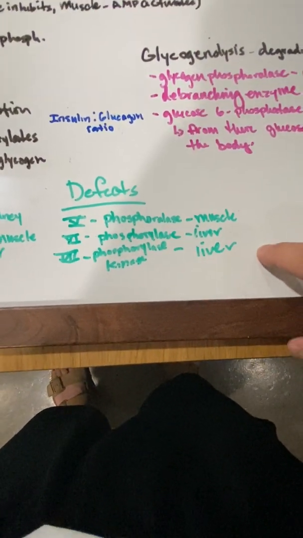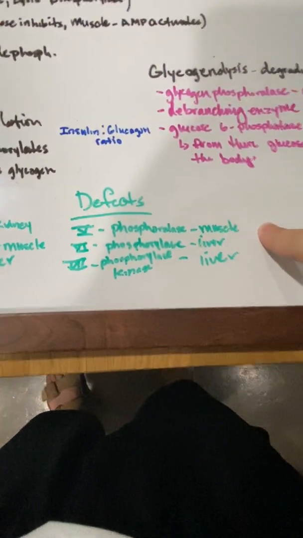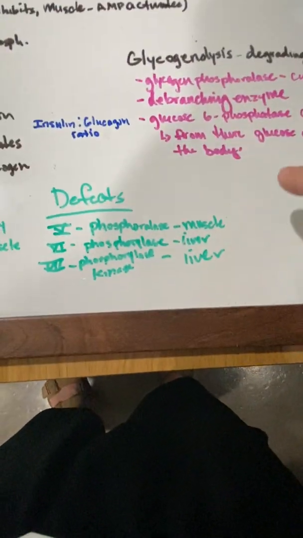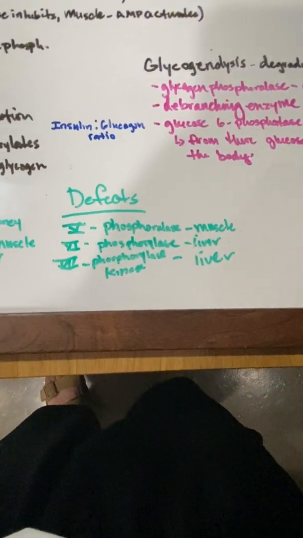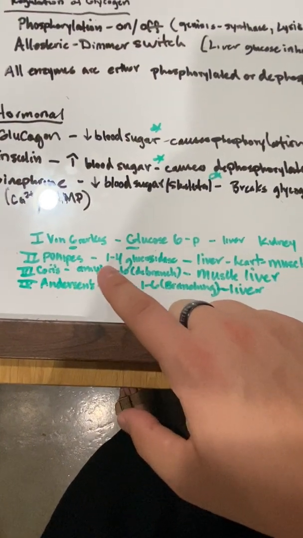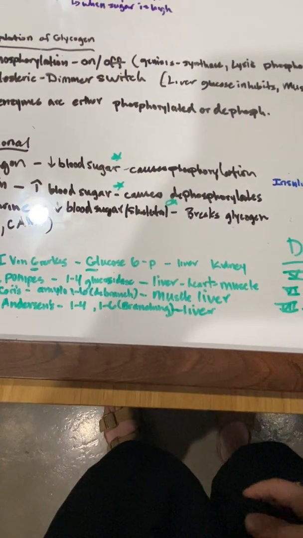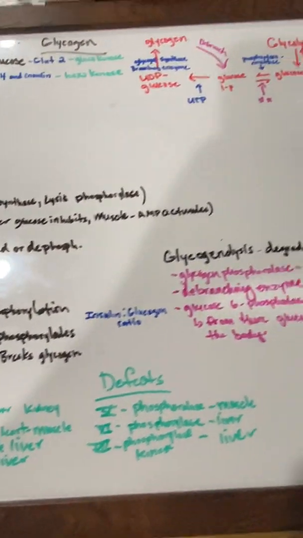So if I were to see any on the exam, it's going to be the McArdle's, which is muscle, so think McArdle, muscle, so M&M. Then we have the Pompe's, which is 1,4, or the Gierke's, which is the kidney and liver. That's what I would expect to see on the exam.